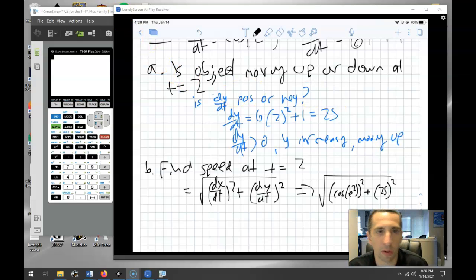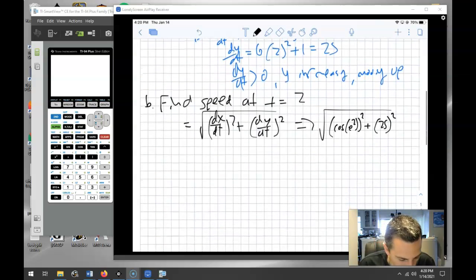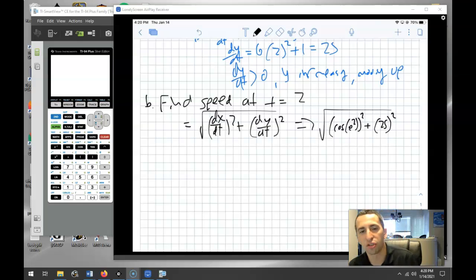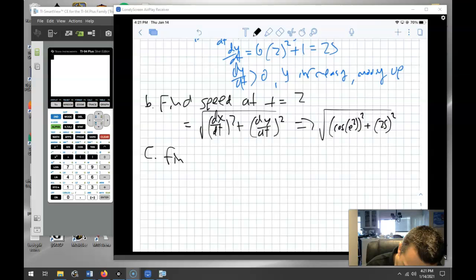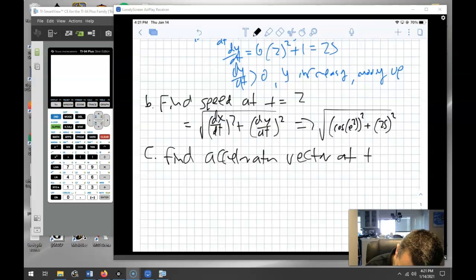I mean, you could get a decimal, of course, and you'd need it for multiple choice, but this is fine too. All right, now part C of this problem, let's say I ask you to find, well, if I ask for like total distance traveled, then we just integrate this. But let's do another one. Let's say we ask you to find the acceleration vector at t equals 2.